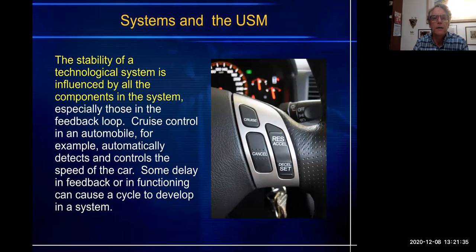The stability of a technological system is influenced by all the components in the system, especially those in the feedback loop. Cruise control in an automobile, for example, automatically detects and controls the speed of the car. Some delay in feedback or in functioning can cause a cycle to develop in a system.